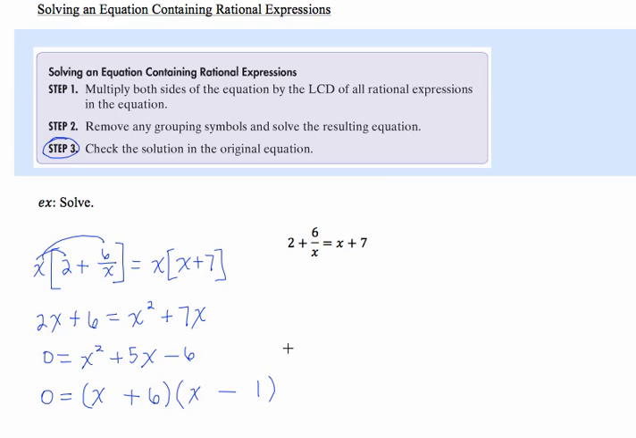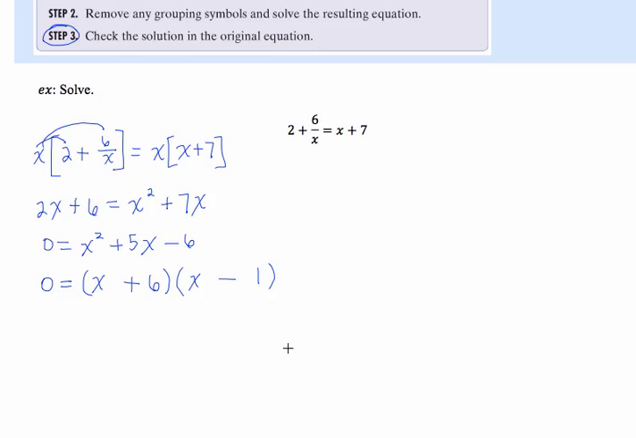Then we set each factor equal to 0. So we'll set the x plus 6 equal to 0, and we get x equals negative 6. And we set x minus 1 equal to 0, and we get x equals 1. Okay, now because we have x's in the denominator, these are not necessarily our answers. One of them might be, they both might be, or it might be that neither of them is. But we have to check first before we can box them in as our answers.